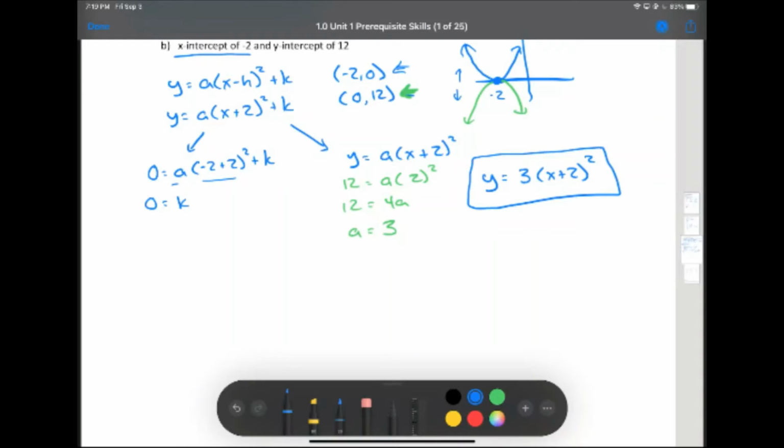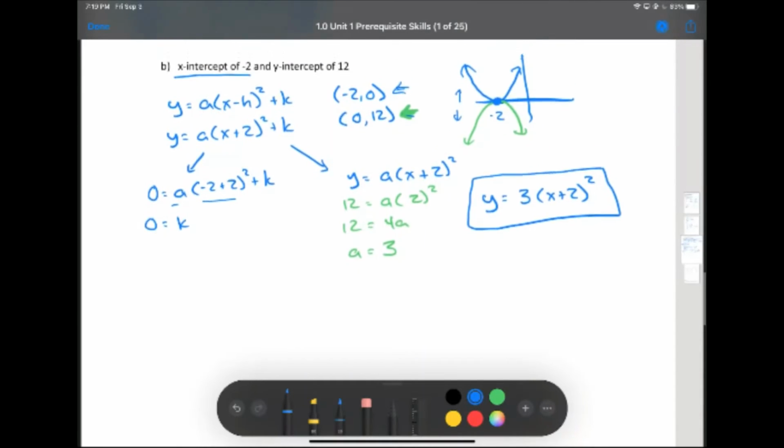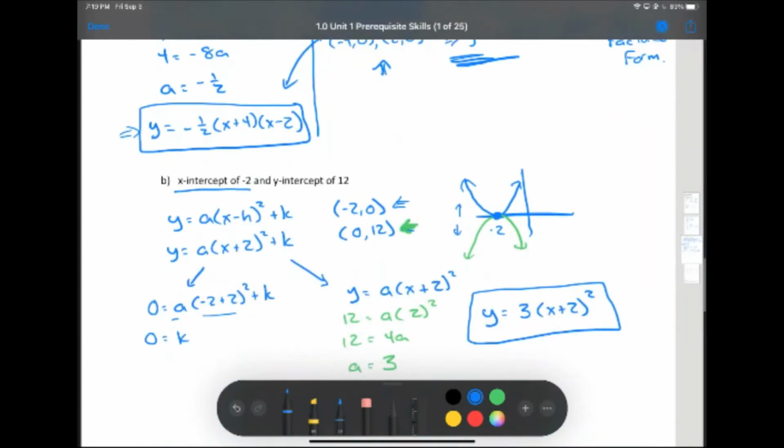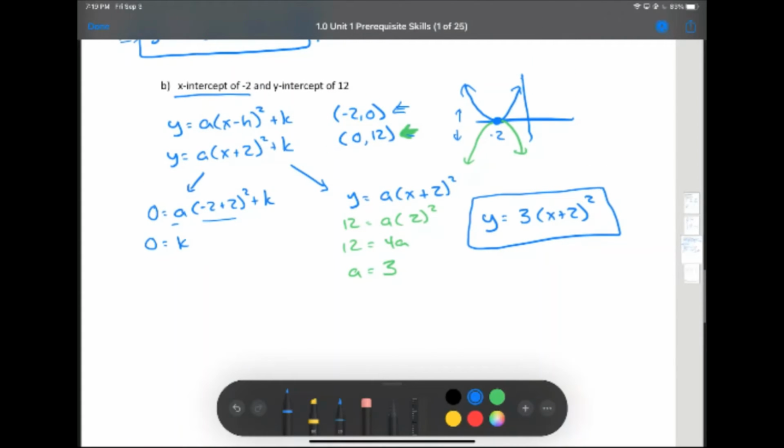With any of these, you can play around with them. There's a whole bunch of ways you can get to the right answer. I'm just showing you one, or in this case, I attempted to show you two and just gave up on one of them because it was going to take too much room. But we kind of did the same idea here.